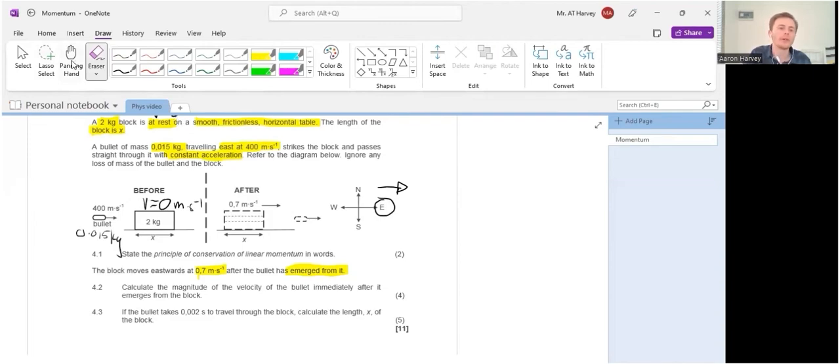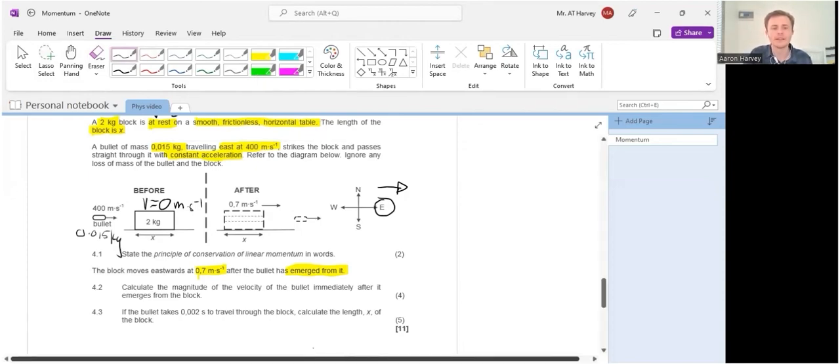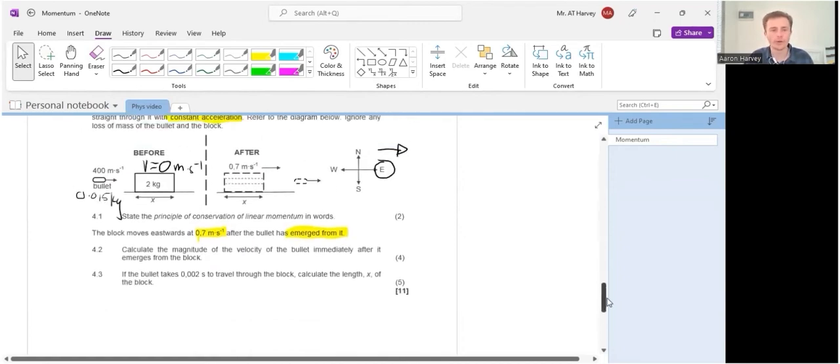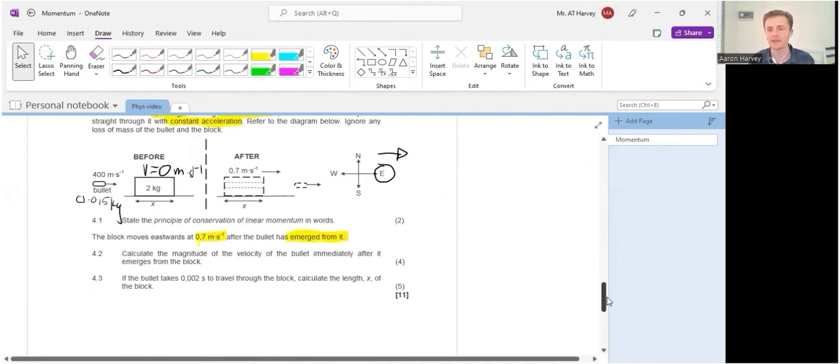Again, notice how they're pinning on that direction. So make sure that if it is going eastward, that means that block is traveling in the same direction as the bullet. And that will have a large impact on how you answer your question. Because they then want to know, calculate the magnitude of the velocity of the bullet immediately after it emerges from the block. So now I know a lot of students go, oh wow, how am I even going to start this?